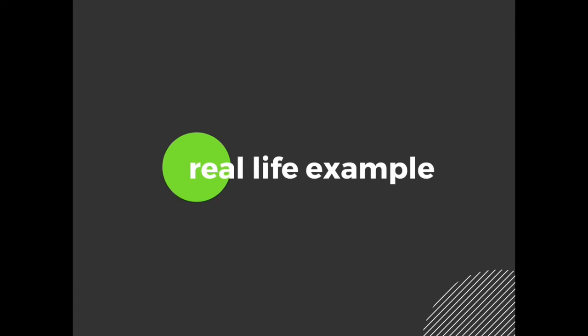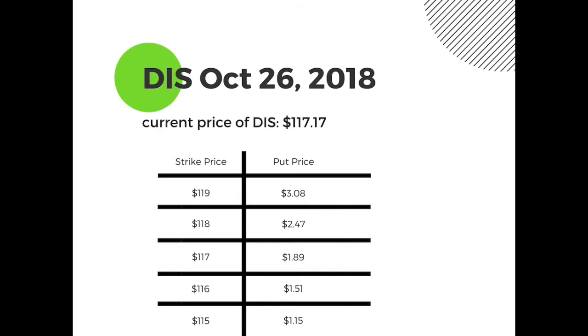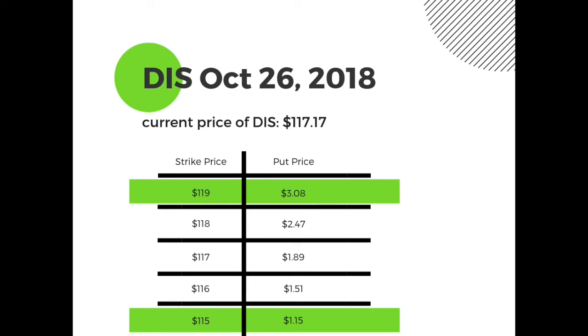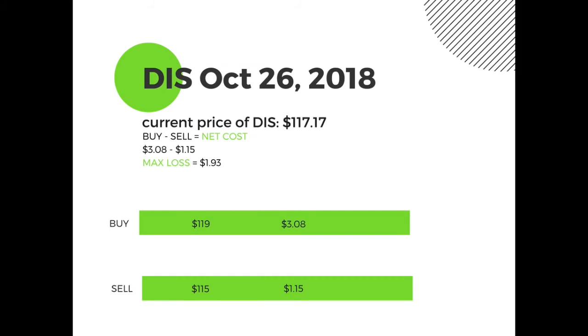Now, let's take a look at a real life example. Here is Disney October 26, 2018 put prices along with the strike price. So the current price of Disney is $117.17. Now, we are going to buy the $119 strike price for $3.08, and we're going to sell the $115 strike price for $1.15. So our net cost is the buy of $3.08 minus the sell of $1.15. So that makes our net cost $1.93, which is also our max loss for this trade.